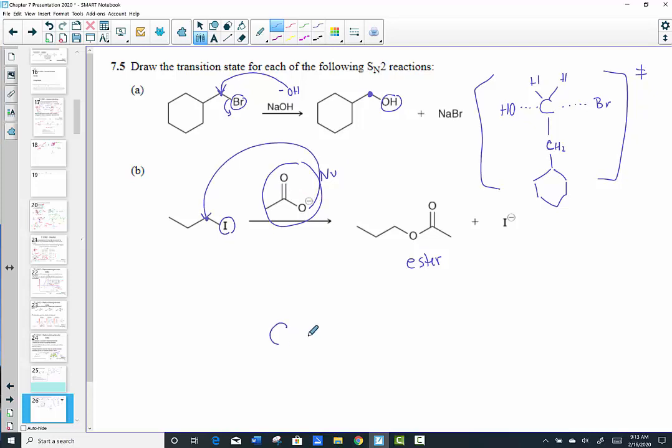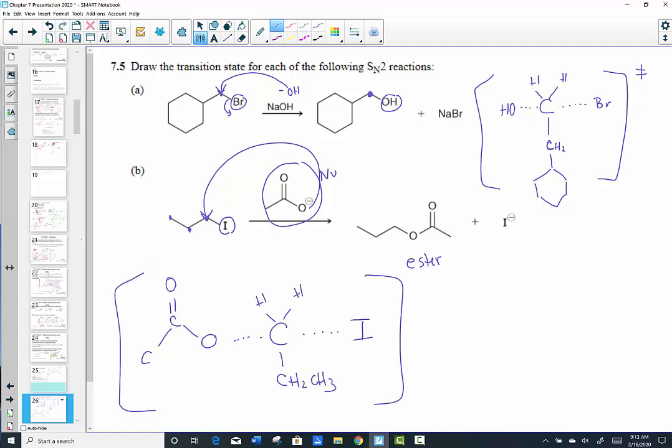So just draw your alpha carbon. You're going to draw in the same plane the leaving group leaving as the nucleophile attaches. And what's left? This carbon also has 2 hydrogens, and it leads out to 2 more carbons. And we'll place that in a bracket and give it a double dagger sign. There's your transition state of a backdoor attack, 100% inversion if it's a chiral carbon.